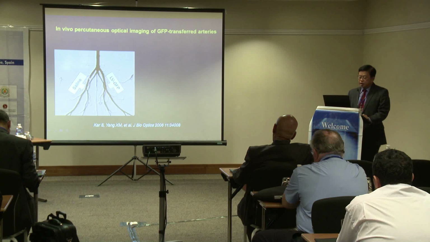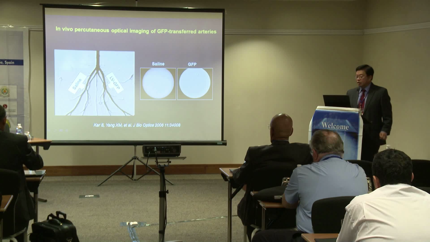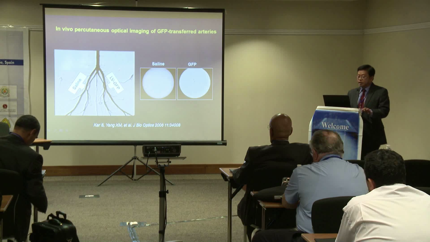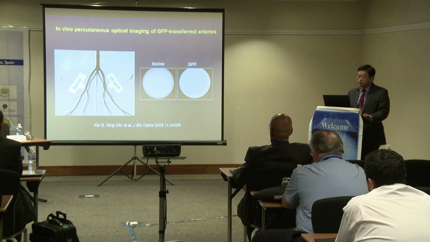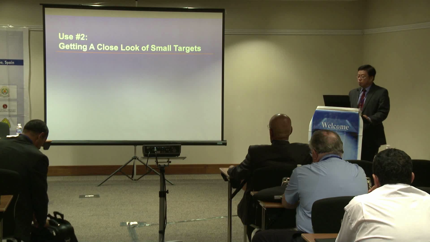Right side transferred with saline and left side transferred with GFP. We can get the same result. With this signal, we can see the GFP expression. So now we can easily convert the system from vasculatures to cancer. Use number 2, getting a close look of small parts.